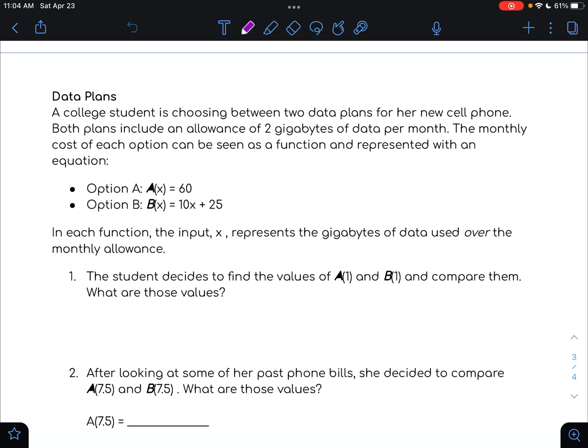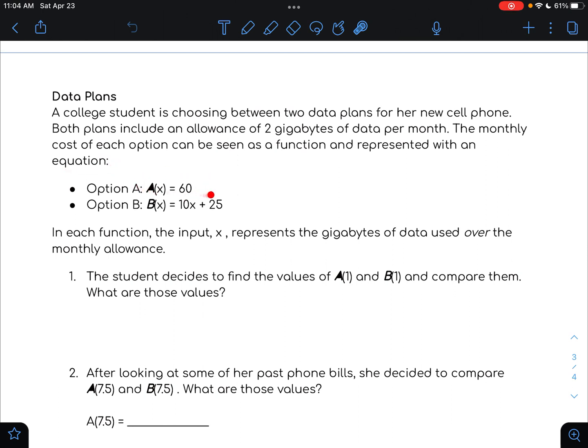Let's keep moving on with another application problem here. So we're talking about data plans here. I think we can all relate to that. A college student is choosing between two data plans on her new cell phone. Both plans include an allowance of 2 gigabytes of data per month. The monthly cost of each option can be seen as a function and represented as an equation.